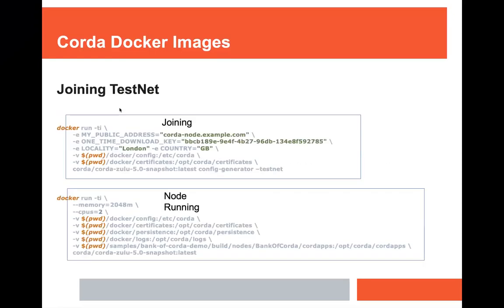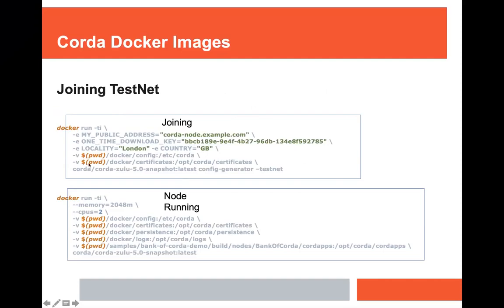So here, the alignment's wrong, but this is the example. If you wanted to join Testnet, you specify your public address in the same way you would normally put it in the P2P config in your node configuration, and you need the one-time download key, which you get from Testnet. If you run this shell script, it will go to Testnet, download your certificates, and put them in the certificates folder, which you've mounted using this volume here.